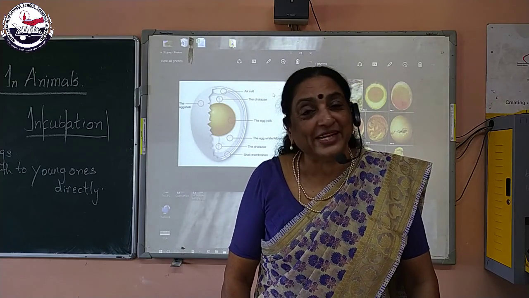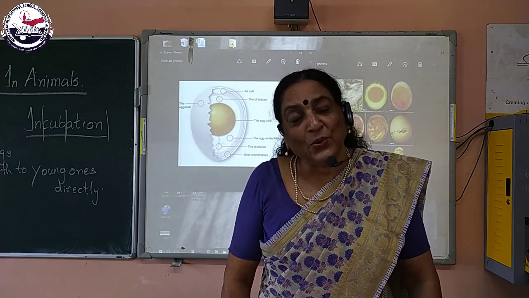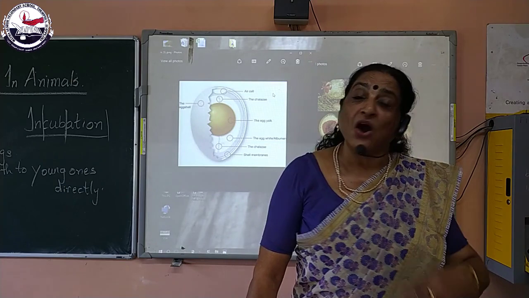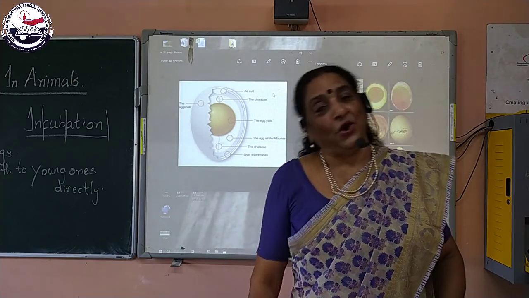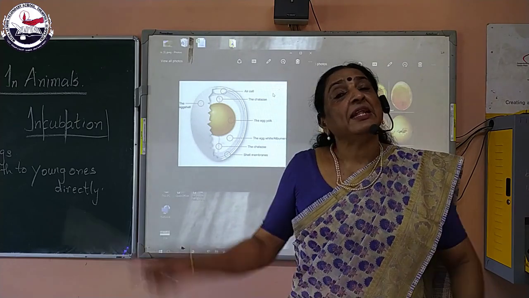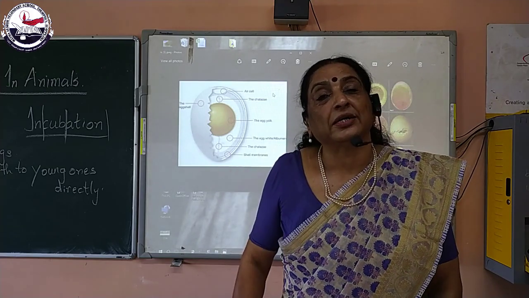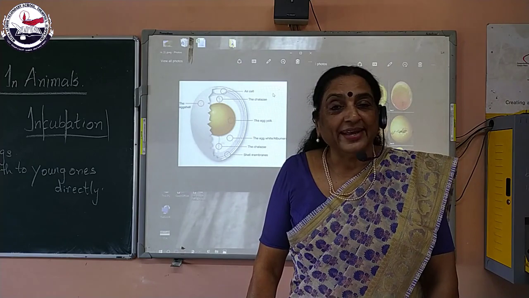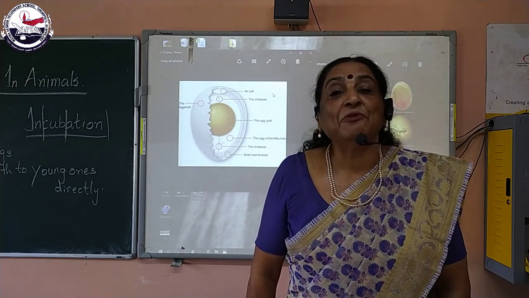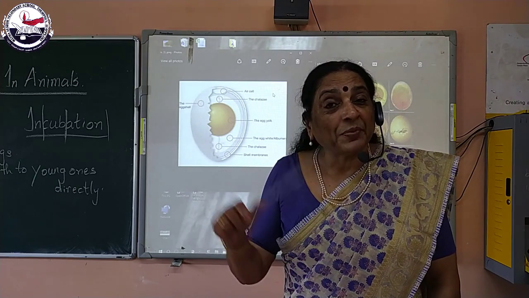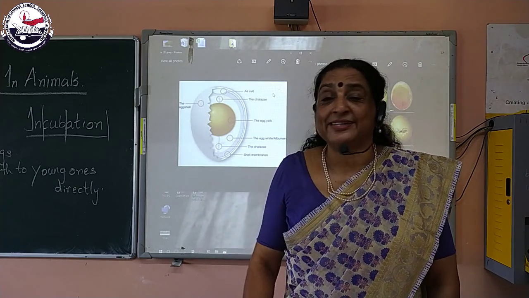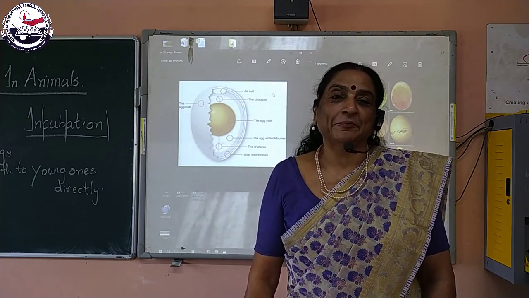Y-O-L-K, yolk. What is the yellow part of the egg called? Yolk. Within the albumin is the yolk, the yellow part, and it is rich in fat. The albumin is rich in protein and the yolk is rich in fat.